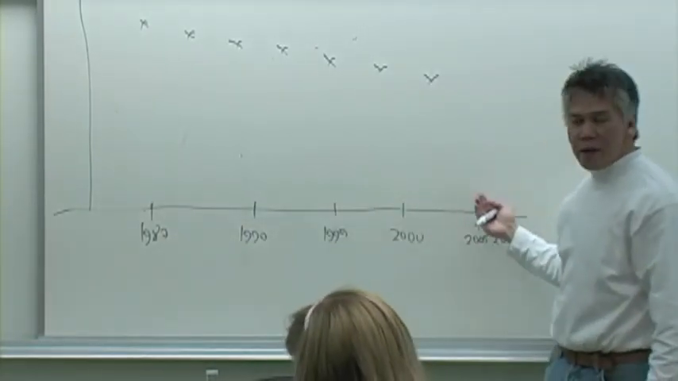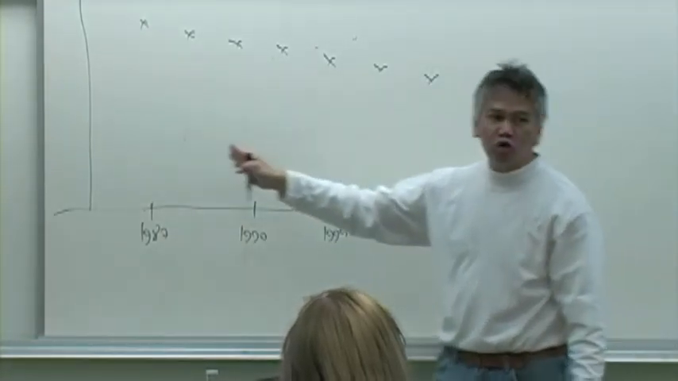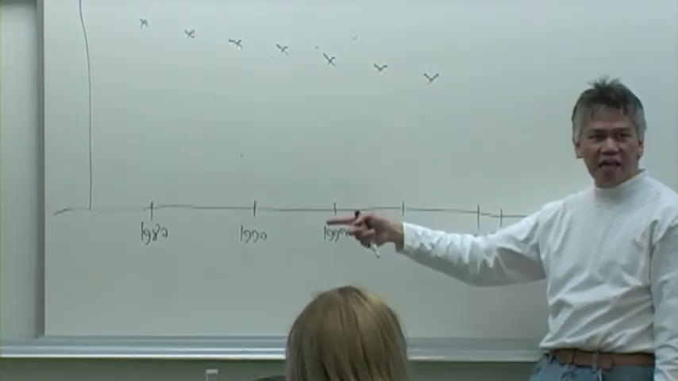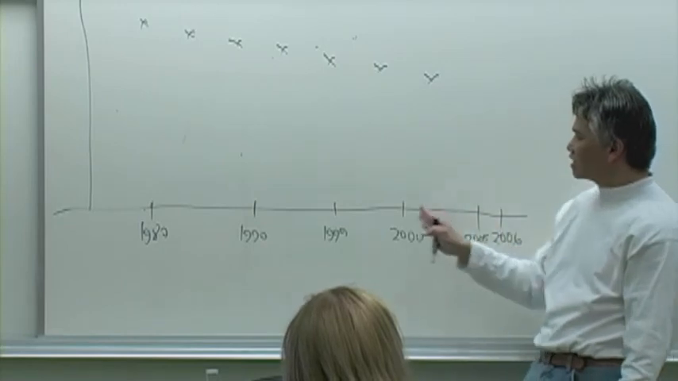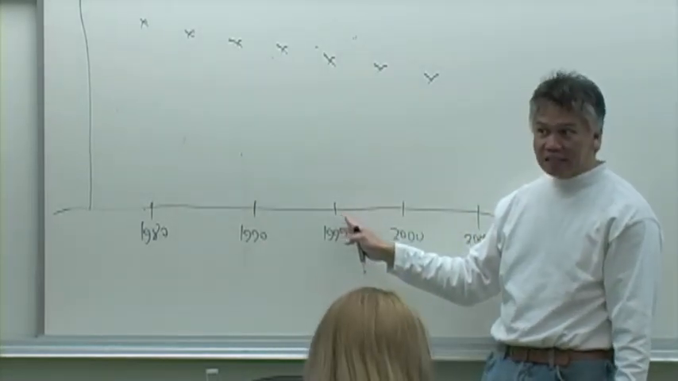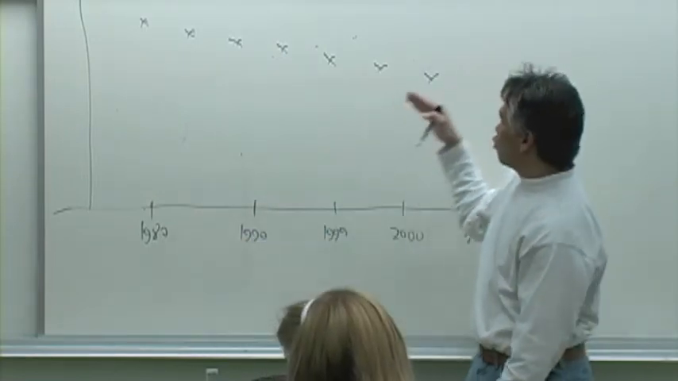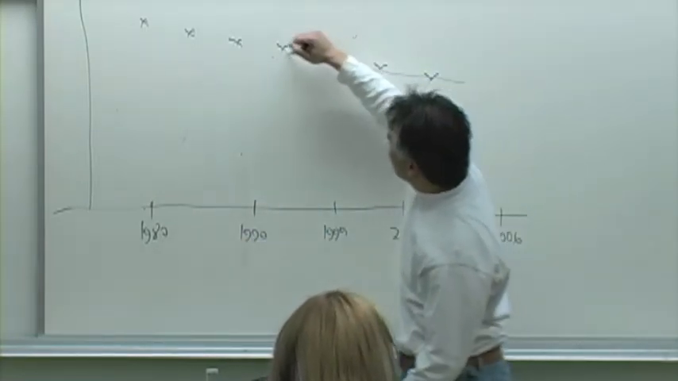In other words, newer pennies will weigh less than older pennies. If we look over time, you can see that this is increasing age. If we're in 2006, then 1996 will be 10 years ago, and 1986 will be 20 years ago. So we would see a trend that would go like this.